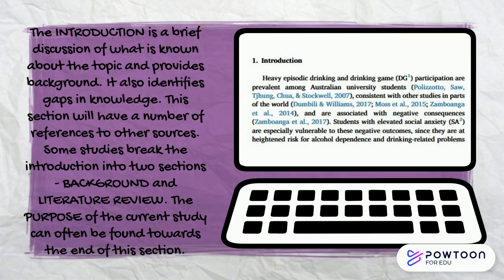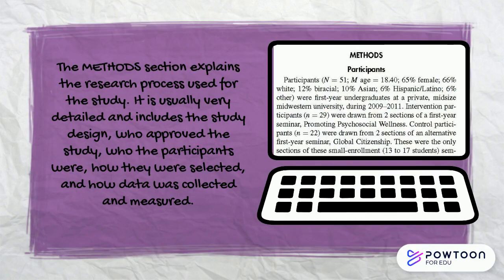This section will have a number of references to other sources. Some studies break the introduction into two sections: background and literature review. The purpose of the current study can often be found towards the end of this section. The methods section explains the research process used for the study.